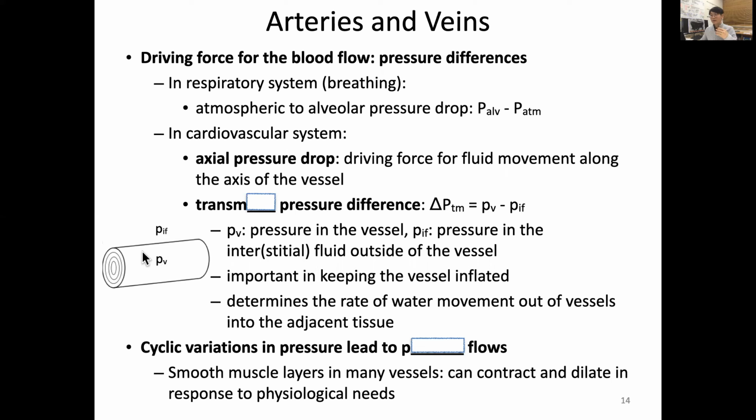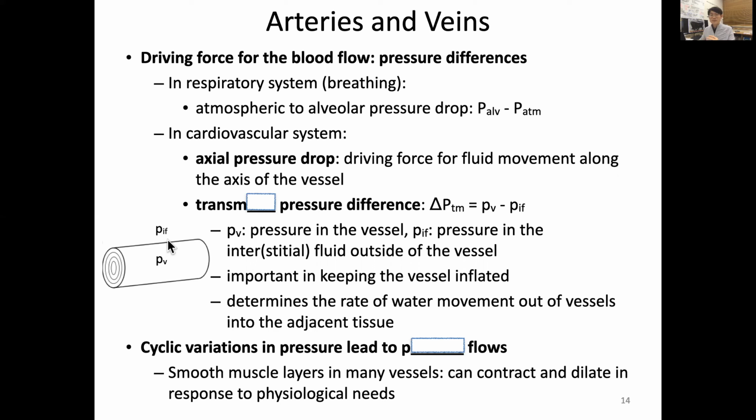So this pressure difference is important. The inside pressure should be higher than outside to keep the vessel inflated, okay? And also, especially in the capillary, where the exchange happens, this pressure difference determines the rate of water movement out of the vessel into the adjacent tissue.